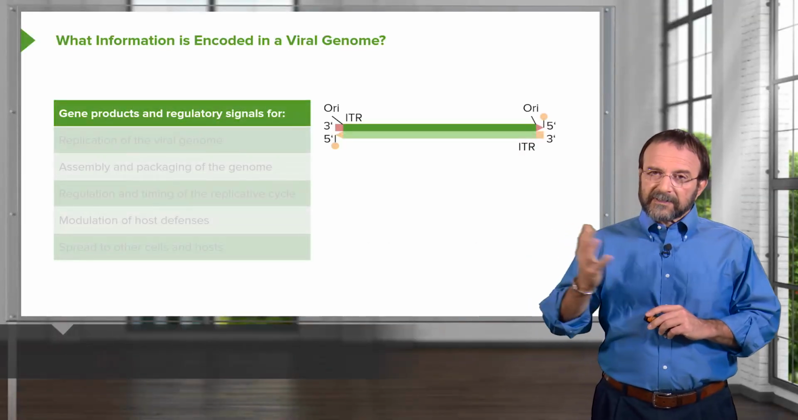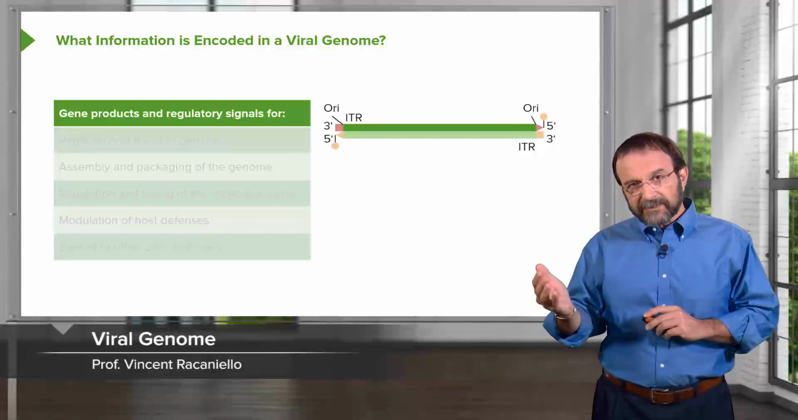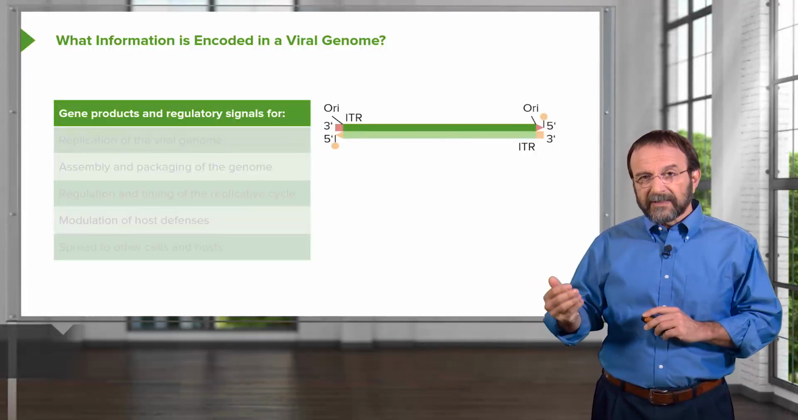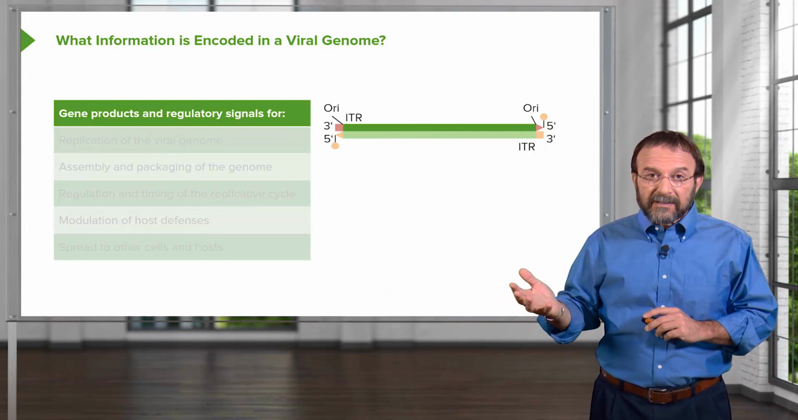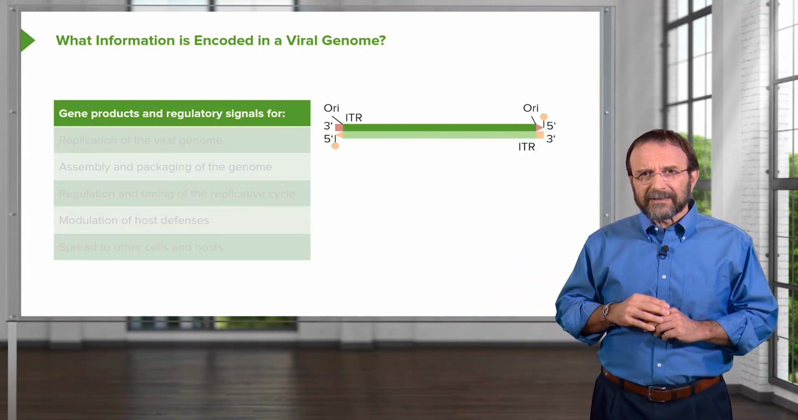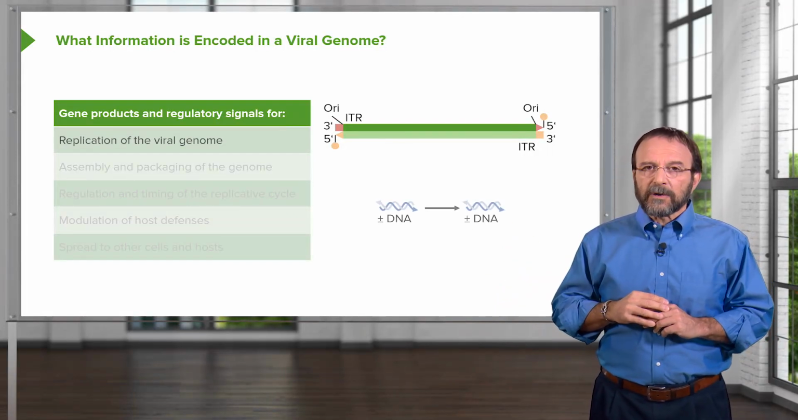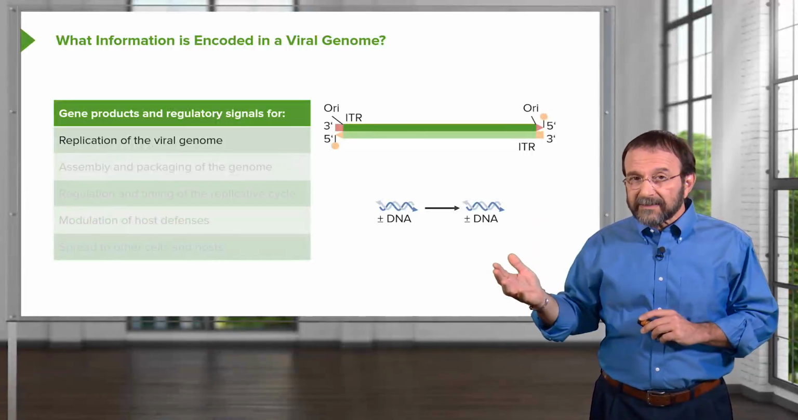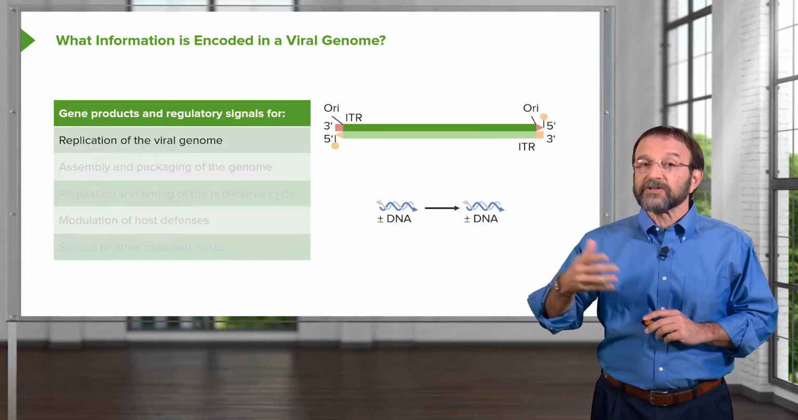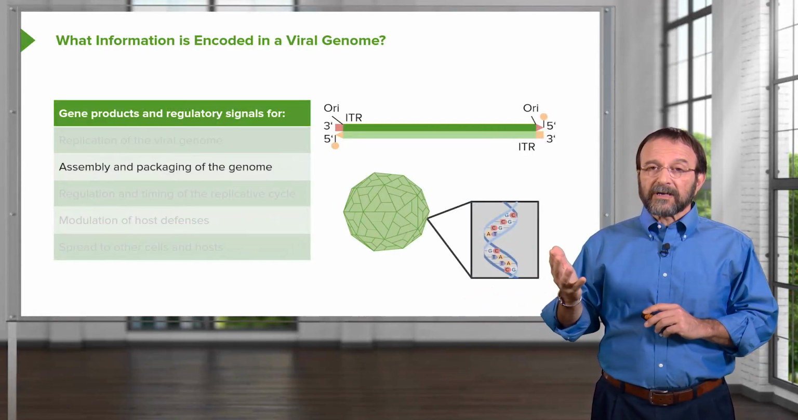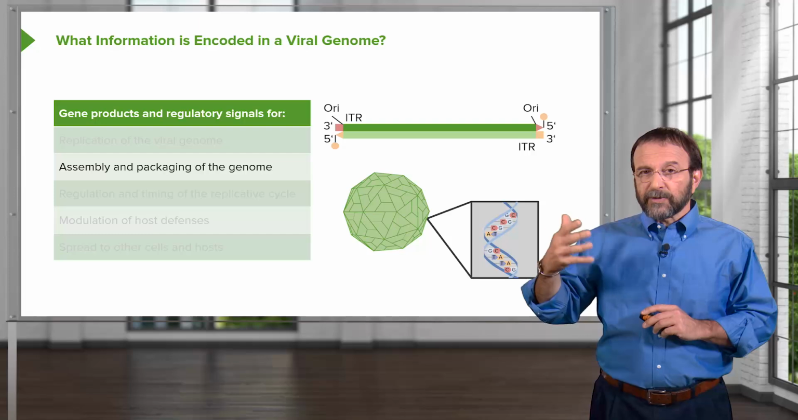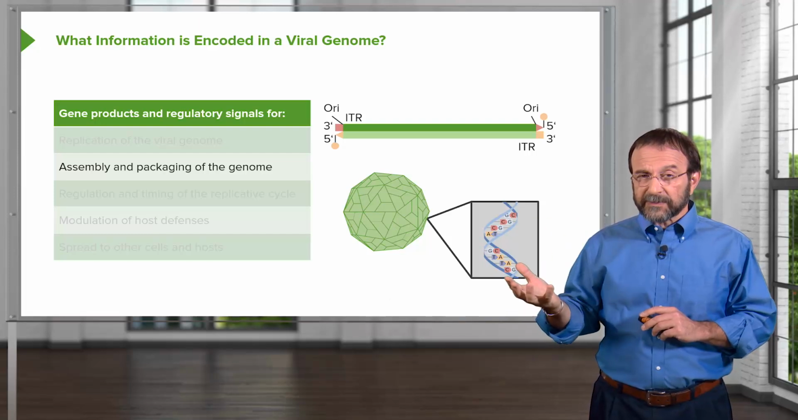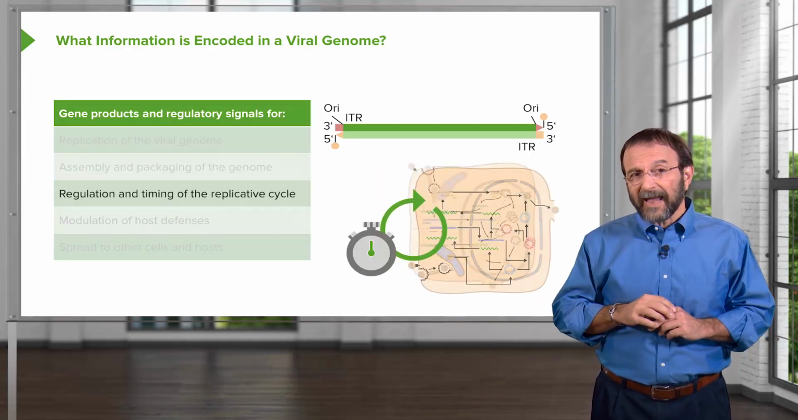Let's take a little bit of a look at the viral genome now. We've spent some time talking about how it was discovered and how it can be categorized. What's encoded in a viral genome? Well, we know that there are gene products and regulatory signals to replicate the genome. Viruses need to reproduce, so the genome has to be replicated. We know that there are signals for putting together the genome into a virus particle. We call that assembly and packaging.